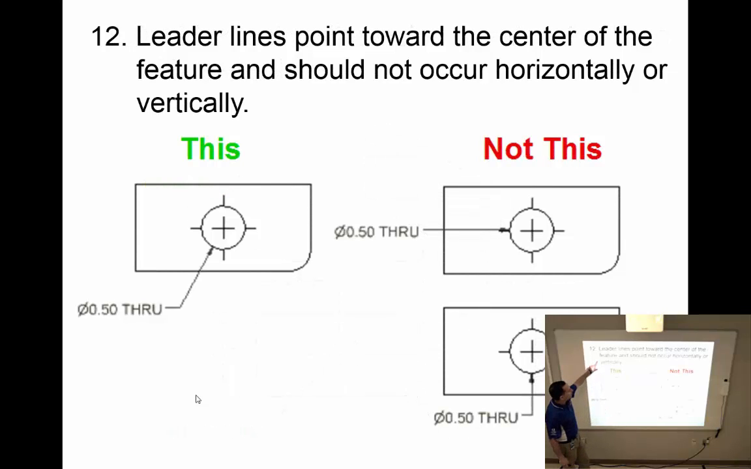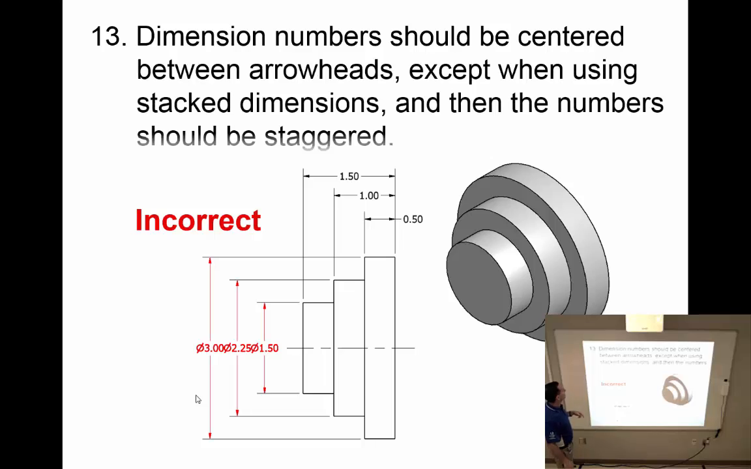A leader line points towards the center of the feature and should not occur horizontally or vertically. So on this side, which is what we want to do, my leader line is at an angle and points to the center of the feature, and it's giving me my diameter. We want to avoid the leader line being completely horizontal or completely vertical because we don't want to confuse that with either a center line that marks the center of the circle or an extension line from another dimension.